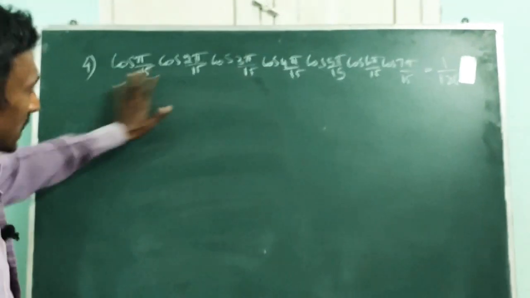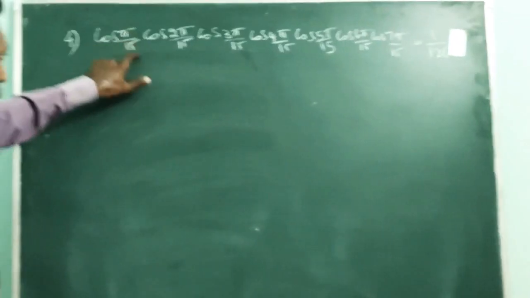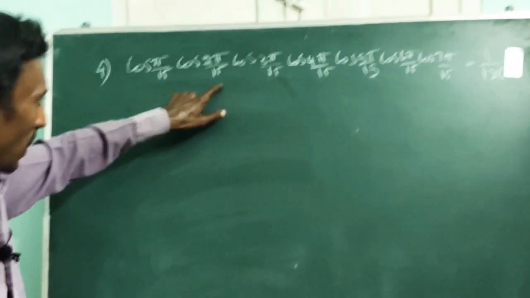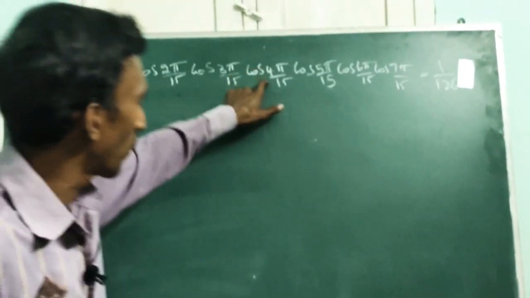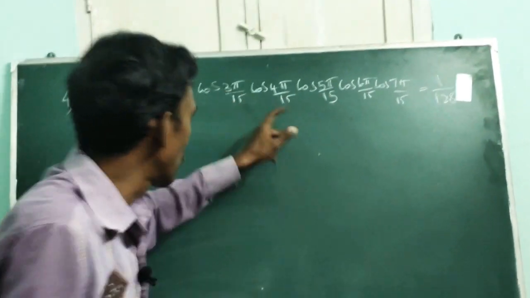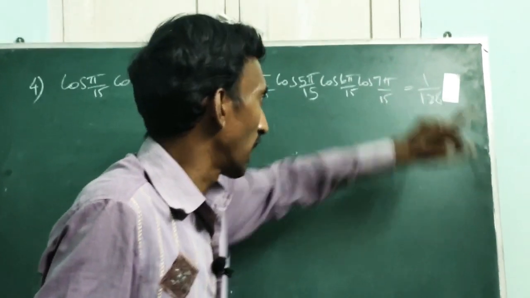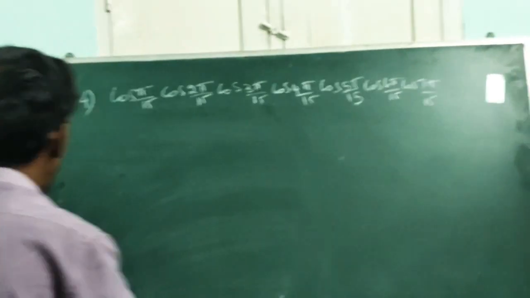Question number 4 in the exercise 3.6. Show that cos pi by 15 into cos 2 pi by 15, 3 pi by 15, 4 pi by 15, 5 pi by 15, 6 pi by 15, 7 pi by 15, the product of these values is equal to 1 by 128. That is our aim. So my dear student, take the LHS.